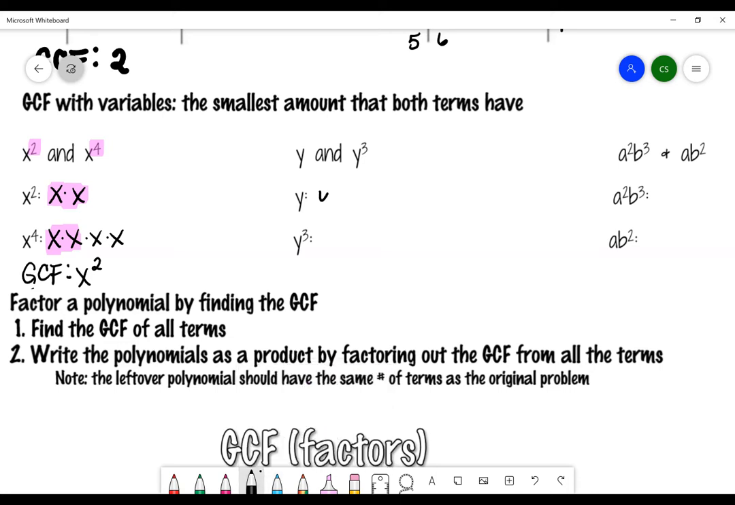Well, what about y and y cubed? So just y only has 1 y. Well, what about y cubed? That means it has 3 y's. Well, how many y's do they share? Only 1. They can't share 2 y's because y only has 1. So the greatest common factor between y and y cubed is simply y because that's what they share.